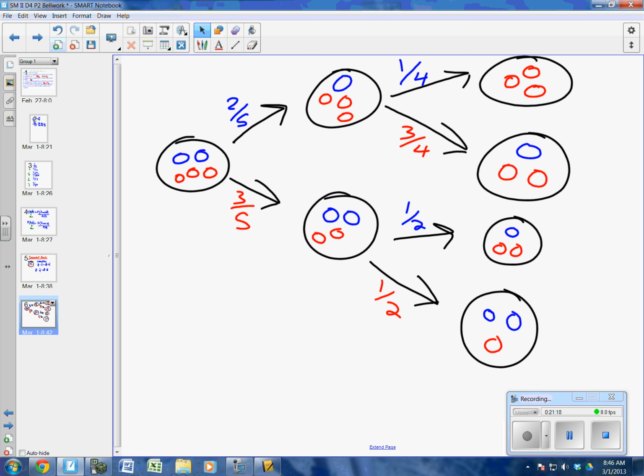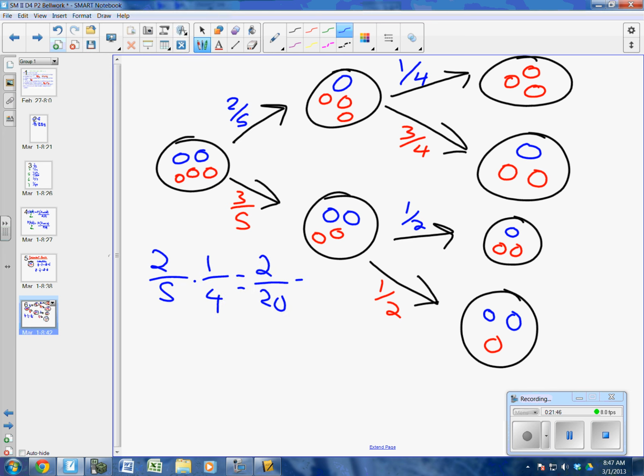Okay? Now we can answer questions like, what are the chances of drawing 2 blue marbles? What is the chance of getting 2 blue marbles in a row? Which path follows that? The top one, right? This one, and then this one. And we already did this once. So the 2 blues, right? 2/5 times 1/4 would make what? 2/20, which is 1/10, right?